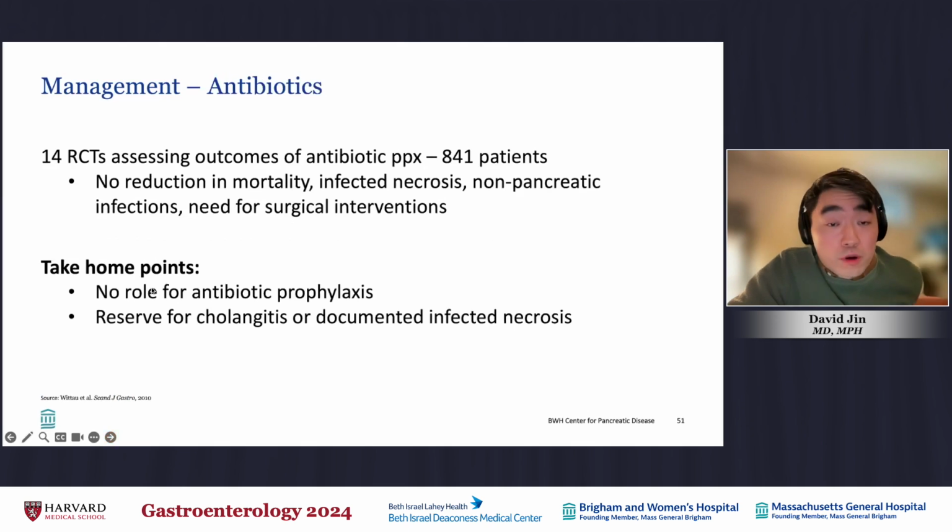Is there any role of prophylactic antibiotics for acute pancreatitis? The answer is no. There have been multiple RCTs looking at this specific question. Prophylactic antibiotics do not reduce mortality or rates of infected necrosis or non-pancreatic infections or the need for surgical interventions. There is no role for antibiotic prophylaxis. Antibiotics should only be reserved in patients with cholangitis or documented infected necrosis.